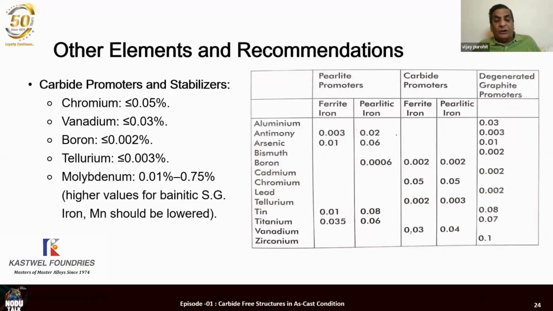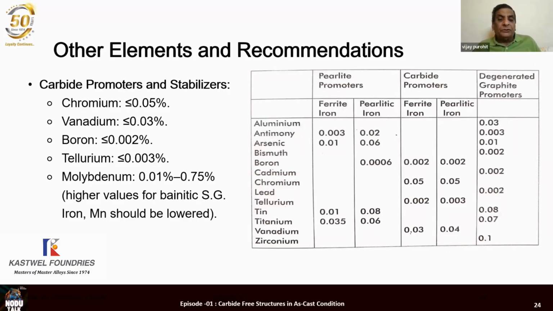There are other elements which also cause harm to your casting. Carbide promoters and stabilizers: chromium should be less than 0.05, vanadium should be less than 0.03. Boron plays havoc with your ductile iron. It causes a drop in the hardness of the casting.